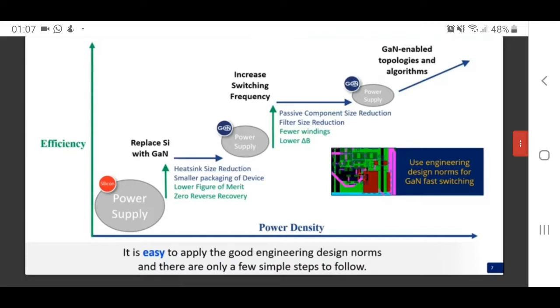We can draw the conclusion that the GaN advantages mostly come from the fast switching transition. So in order to fully utilize the performance of GaN, we have to be able to deal with the fast switching transition. The good news is it is actually quite easy to deal with them. There are only a few simple steps to follow.